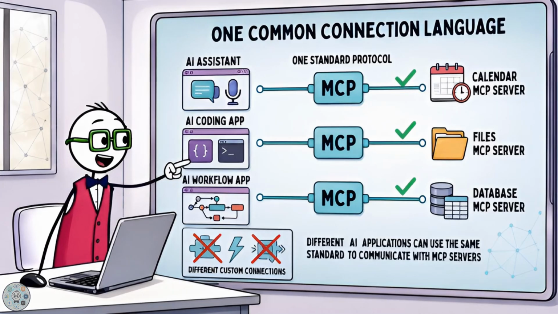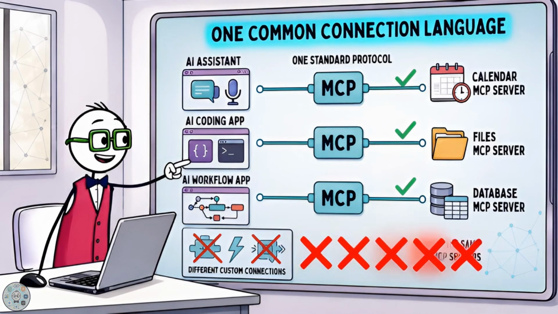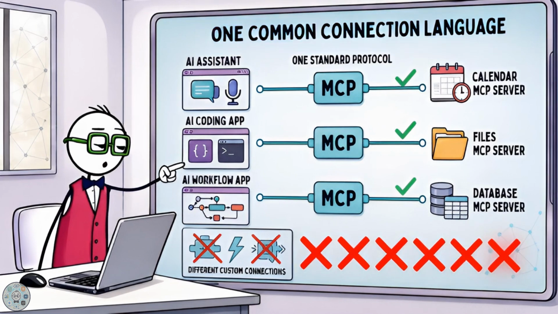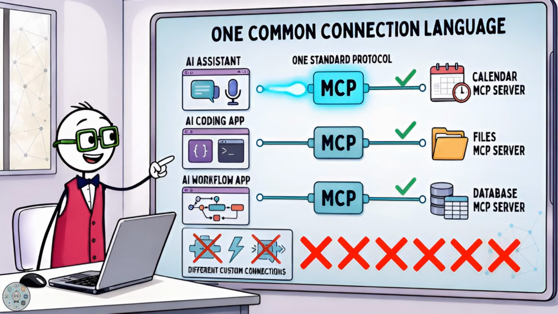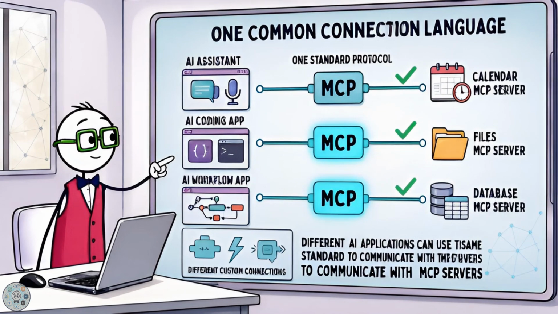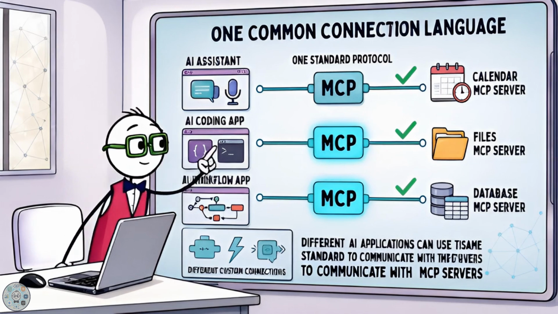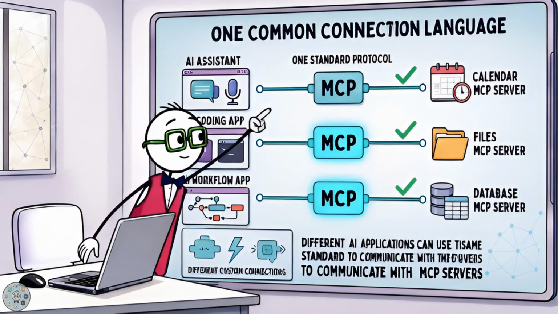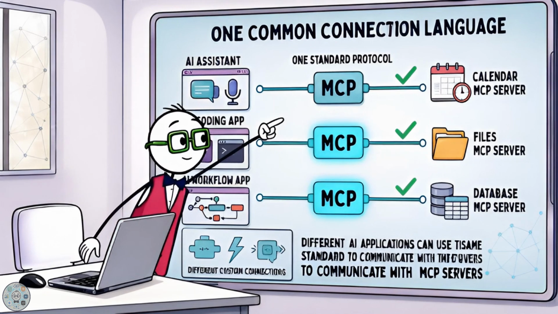Different AI applications may need to connect to different MCP servers. The AI assistant connects to the calendar MCP server, the coding app connects to the files MCP server, and the workflow app connects to the database MCP server. Although the applications and servers are different, every connection uses the same MCP communication standard. This gives them one common connection language, instead of requiring a completely different custom integration each time.